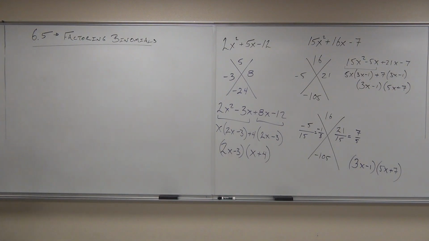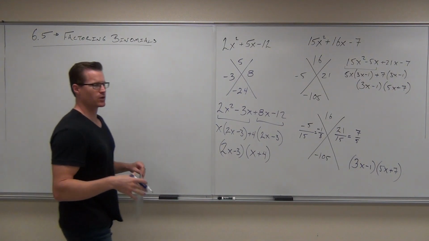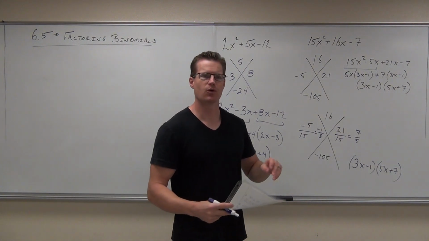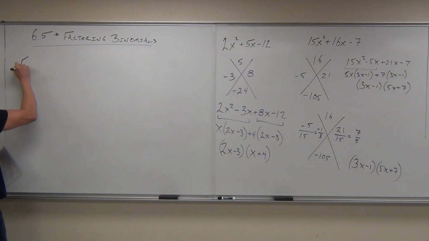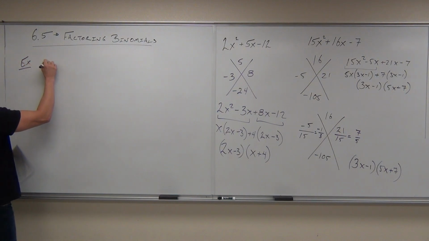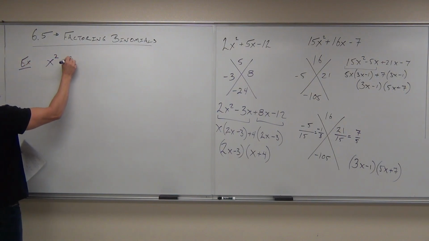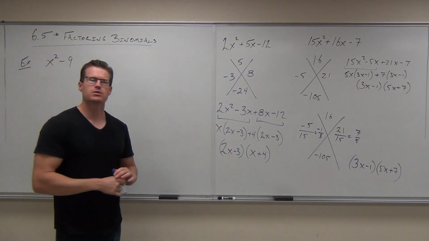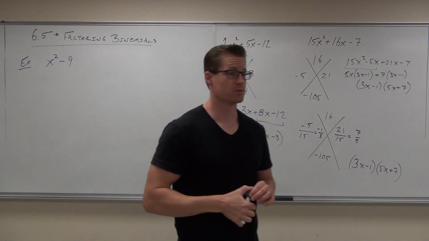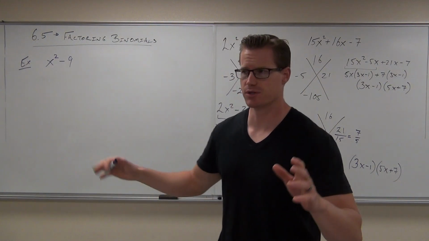Here's what I want to show you. I'm going to lead you through not an actual proof, but kind of how we rationalize this formula I'm about to give you. So here's an example. Let's say I gave you something very simple. I gave you x squared minus 9. And I said, I want you to factor that. And we go through the whole process. Stick with me. I'm going to do it quick because I've said this at least 100 times.